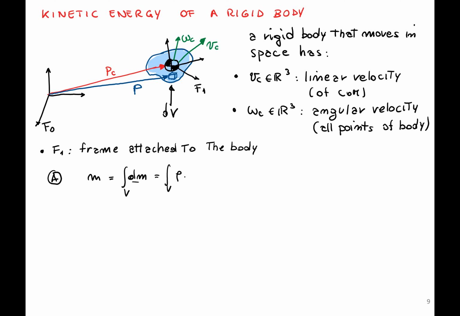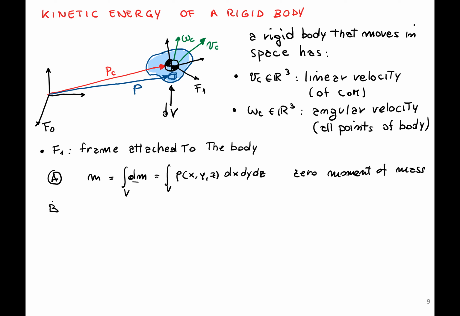The mass of each one will be the density in that point times the volume of that point. Density times volume equals mass, no? And we do this for all the volume. And this is called the zero moment of mass. We will see later on why.